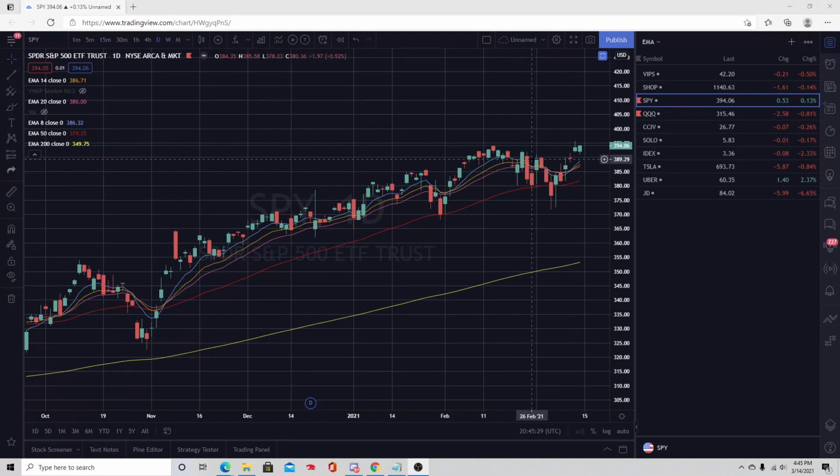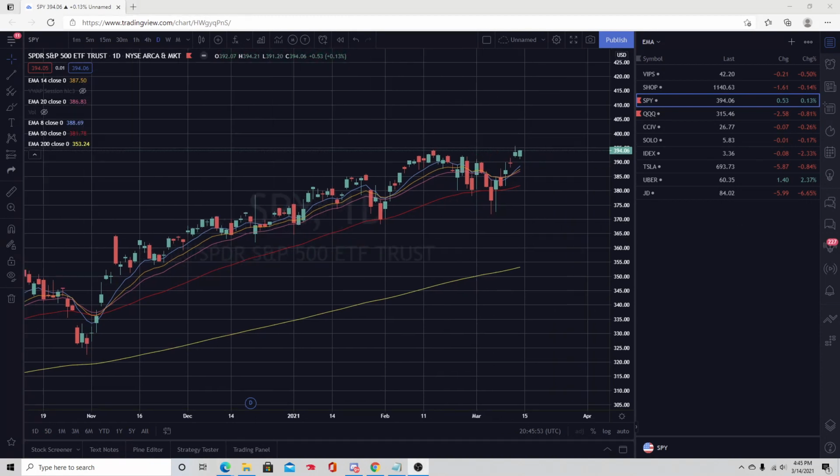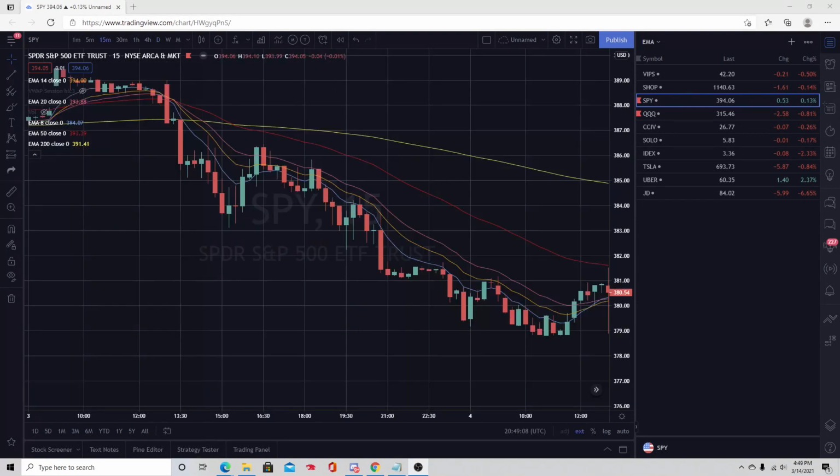Now, you don't want to use EMAs by themselves. You want to use other indicators as well to help your thesis. And generally speaking, a stock that is over the 50 EMA is bullish, and if it's under, bearish.